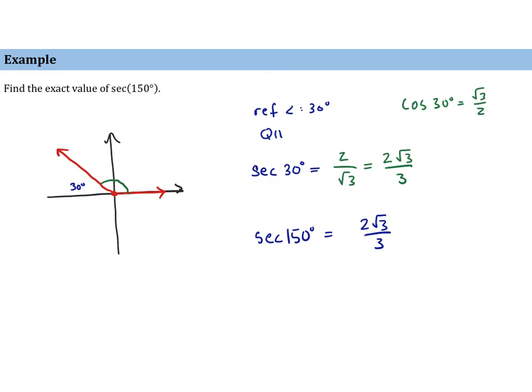So we have secant of 150 degrees will be 2 square roots of 3 over 3, and is secant of 150 degrees positive or negative? Since we're in quadrant 2, well, cosine of theta and secant of theta are both negative in quadrant 2. So our answer is negative 2 square roots of 3 over 3.